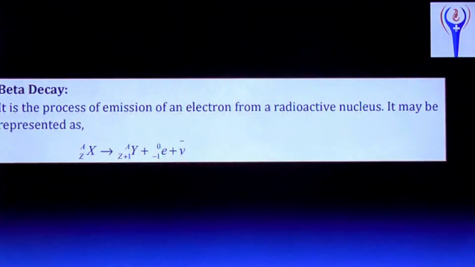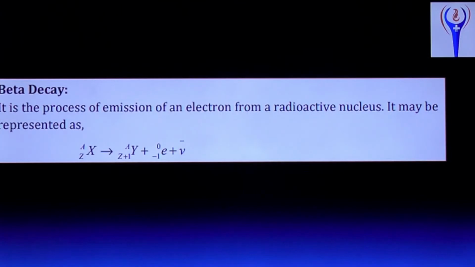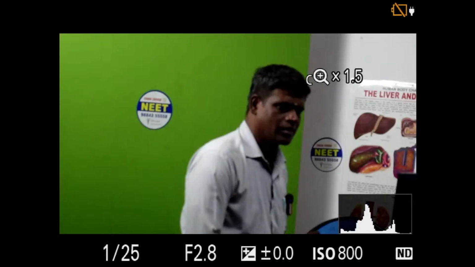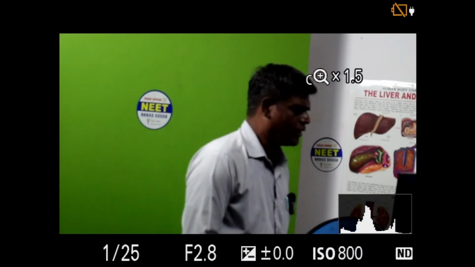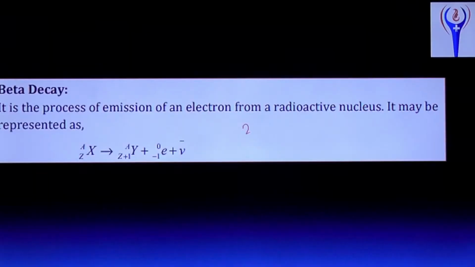Next, beta decay, the same way. How is it? In beta decay, is the atomic number increased by 1 or decreased by 1? Increased by 1. Atomic number increased by 1, and with nu bar. What is nu bar? Already we discussed. Nu is a neutrino, nu bar is the anti-neutrino. That is nu bar. This is beta decay.